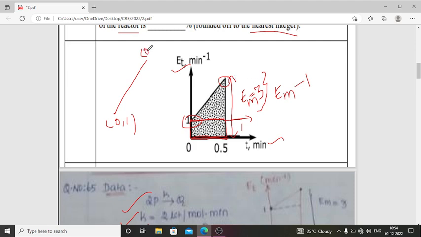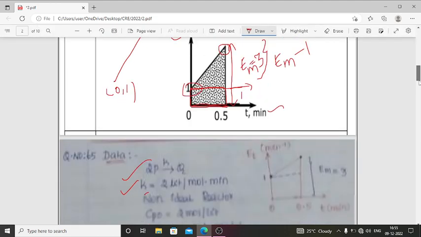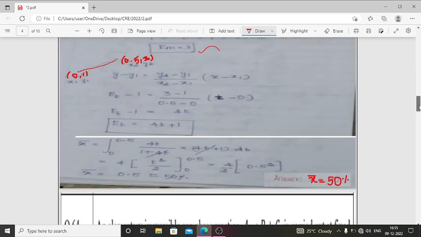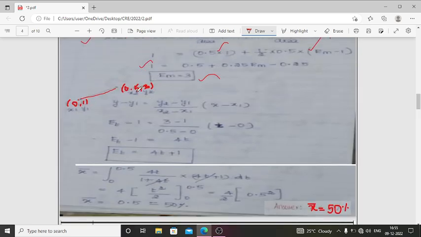So 0.5 comma 3. Okay. So here the point is 0 to 0.5. So here x1 comma y1 is 0 comma 1, x2 comma y2 is 0.5 comma 3. So this is x1 y1, this is x2 y2. So find out E of t. y minus y1 is equal to (y2 minus y1) by (x2 minus x1) into (x minus x1).